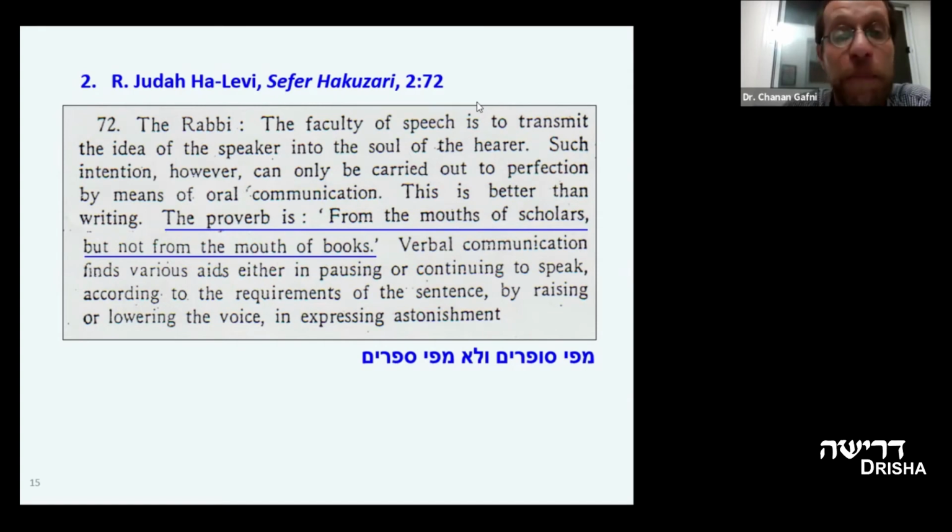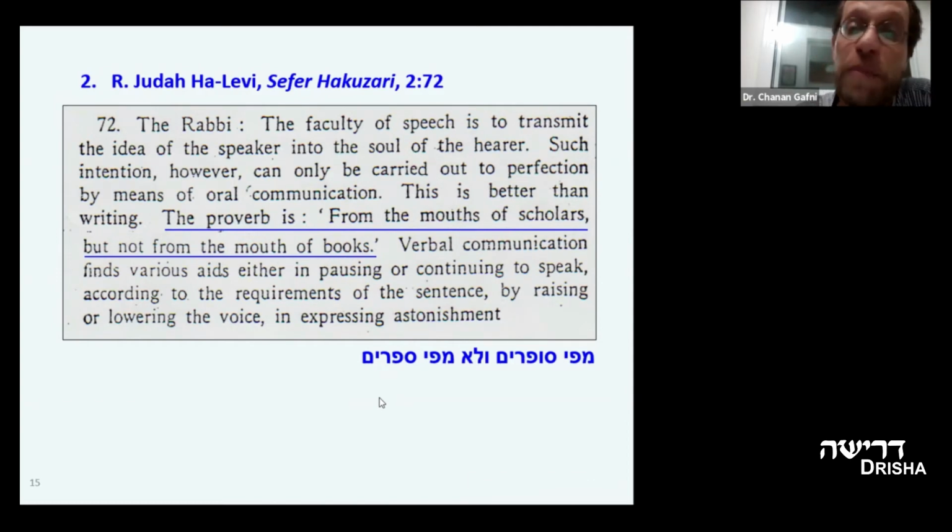He's essentially talking about body language, right? Talking about what accompanies tradition. In Hebrew, the sentence here, from the mouth of scholars, but not from the mouth of books, is mipi sofrim velo mipi sfarim. It was a very common sentence that you find all over in medieval literature. You'd rather study with scholars rather than books. Mipi sofrim, people and not texts.